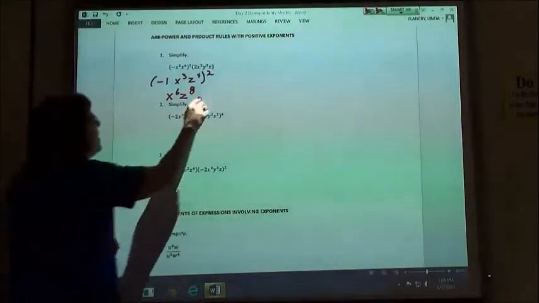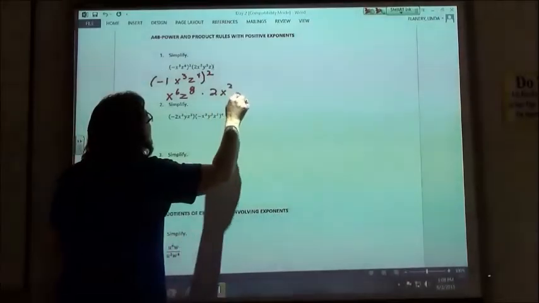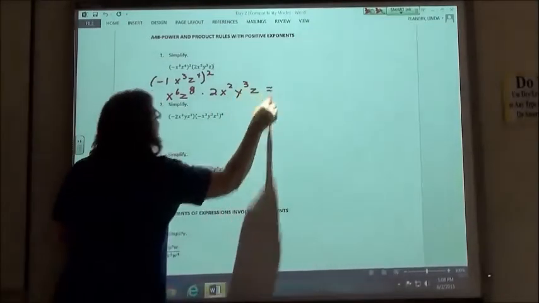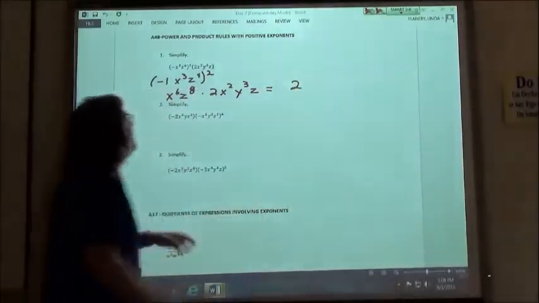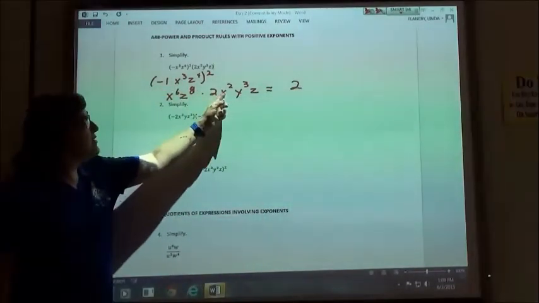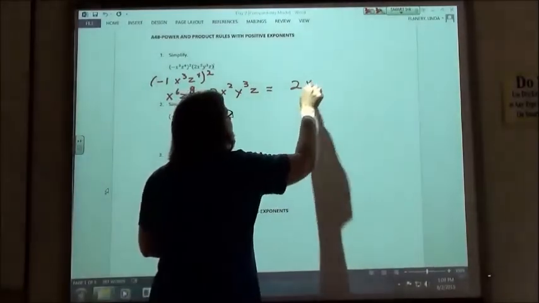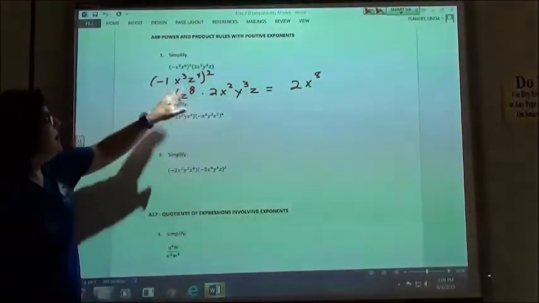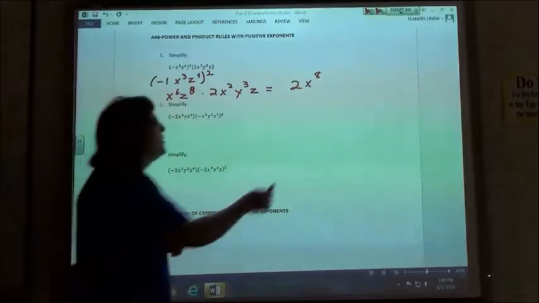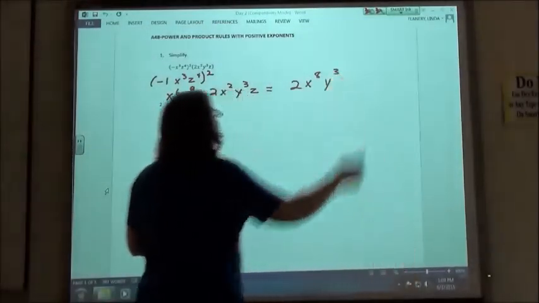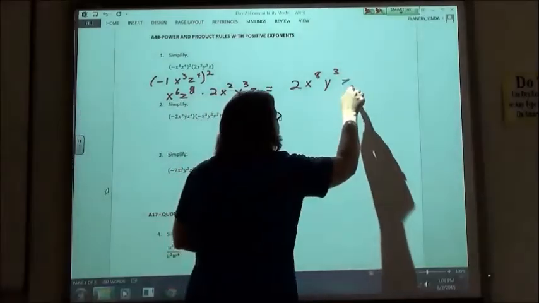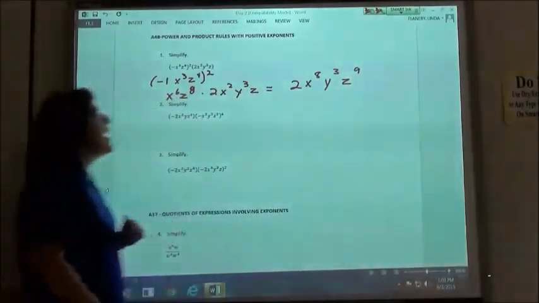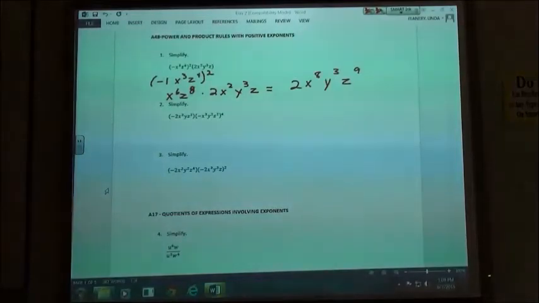I'm going to take that times my 2x squared y to the 3rd z, and so 1 times 2 is going to give me 2. X to the 6th times x to the 2nd, I'm adding my exponents, so x to the 8th. I have a y to the 3rd, no y's there. Just for fun, I'll put the y to the 3rd next. Z to the 8th times z. Again, I'm adding. 8 plus 1 would give me z to the 9th. So I have 2x to the 8th, y to the 3rd, z to the 9th.